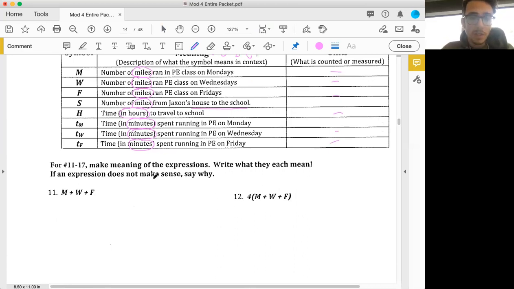For 11 through 17, make meaning of the expressions, write what they each mean. If an expression does not make sense, say why. Okay, so M, W, and F being added together. Well, these are all representing miles. So our unit would be miles. What do you think that is going to represent if we add the number of miles ran in PE class on Monday, Wednesday, and Friday?